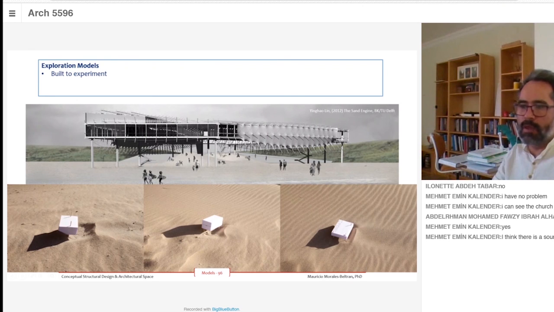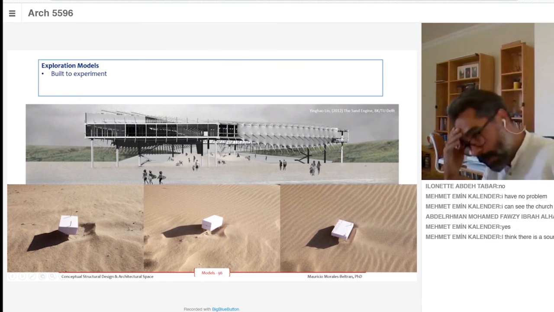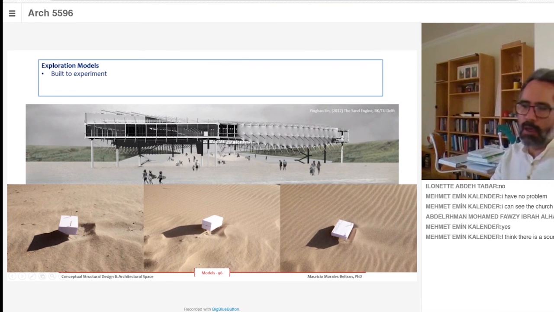So here at the bottom, you see 3 different shapes that a Chinese master student was developing. He first put this shape here to understand how much this shape, subjected to the wind in Scheveningen in the Netherlands, is going to produce, and then another shape and another shape.